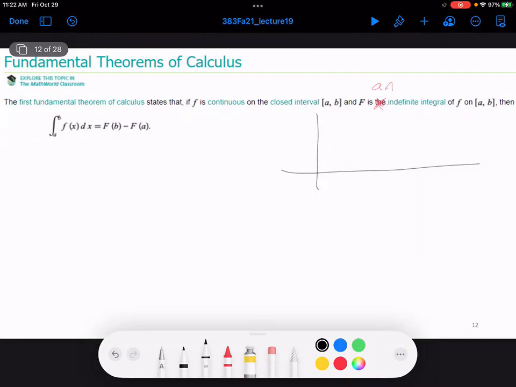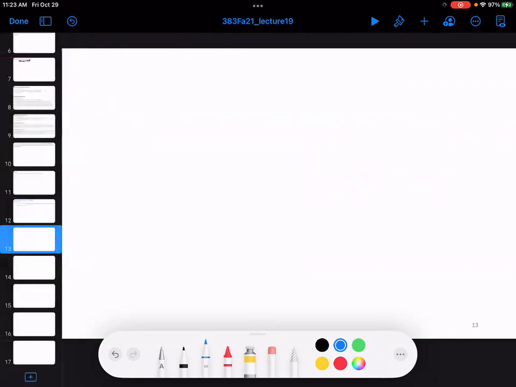It doesn't deserve fundamental. But as soon as I say area, and here is my function, f(x), and here is a, here's b, and now I'm looking at the area under the curve. So this is area. That's the content of the theorem, that the area under the curve is given by the antiderivative at b minus the antiderivative at a. If I don't say area, there's no content. Okay, so we want to prove this.